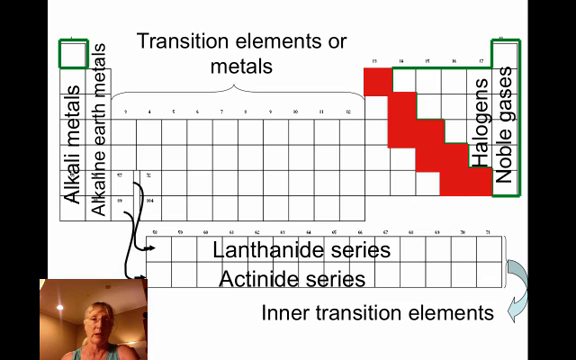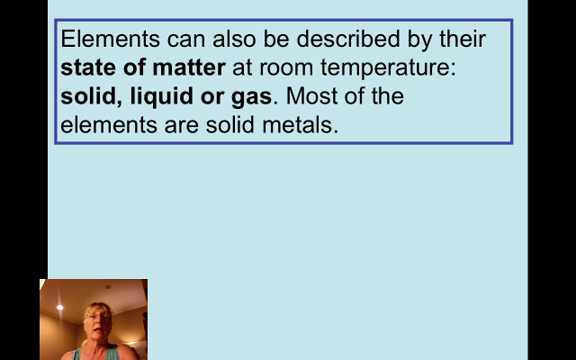Now besides semimetals or metalloids, nonmetals, and everybody else that are metals, you can also look at the periodic table, and sometimes they're arranged in such a way so that you can tell the form of matter at room temperature. Room temperature is like 20, 21 degrees Celsius or like 70, 72 degrees Fahrenheit.